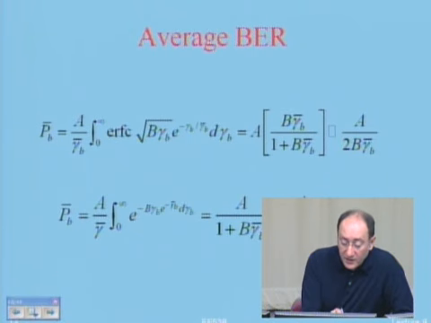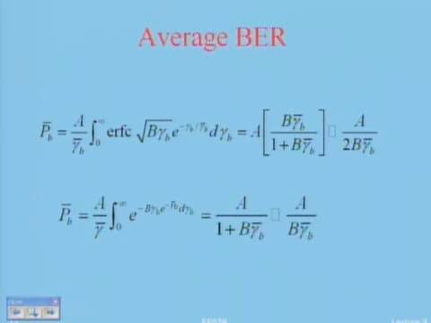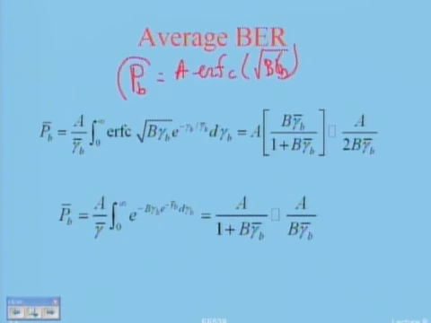If I come in here for erfc, the probability of error or bit error, for example, was something like A erfc of the square root of B gamma sub B. That was what I had for my probability of error. What I have to do now is find the average of this, while gamma sub B is an exponentially distributed random variable with the distribution function of 1 over gamma sub B bar, e to the minus gamma sub B over gamma sub B bar.